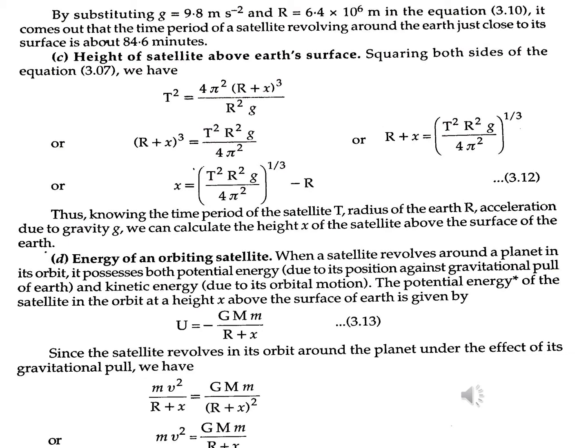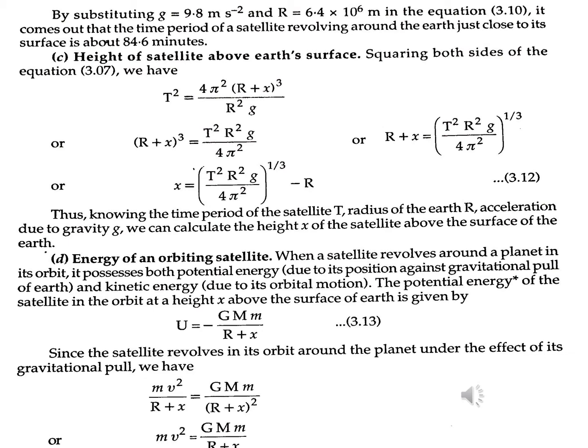The radius of the orbit is r plus x, where r is the radius of the Earth and x is the distance or height of the satellite above the surface. The capital M is the mass of the planet about which it revolves. The acceleration due to gravity of the surface of the Earth is given by g.